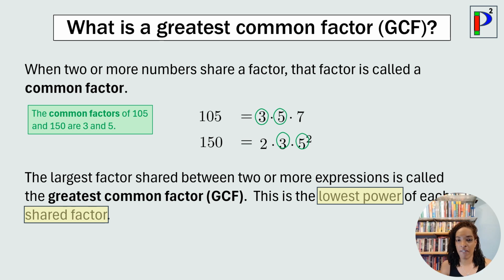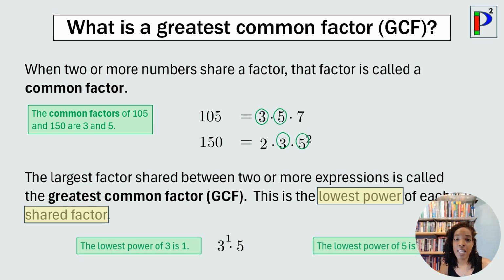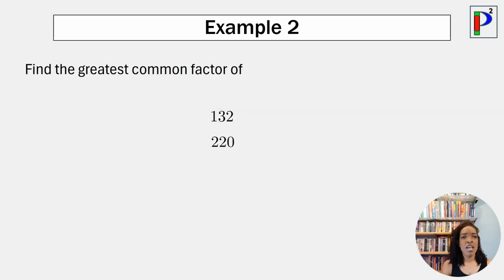Okay, let's go back to our prime factorization form. So we start with our common factors of 3 and 5. The lowest power of 3 is 1. The lowest power of 5 is 1. We multiply 3 times 5, and 15 is our greatest common factor. Good? Okay, pause the video and give this one a try on your own. Restart it when you're ready to go.